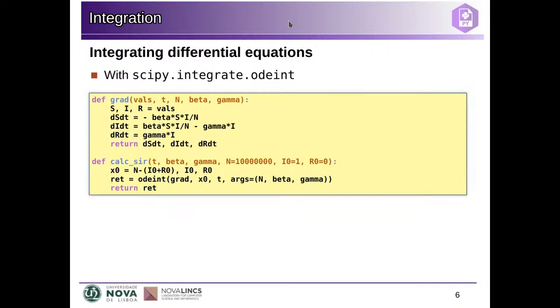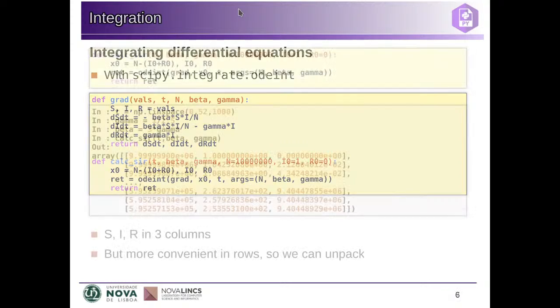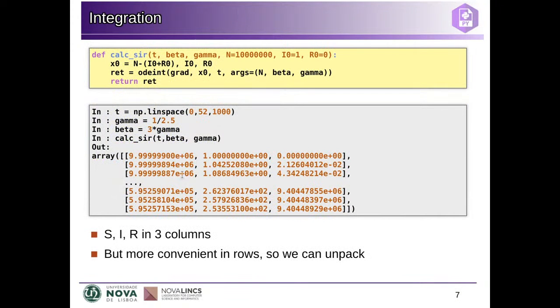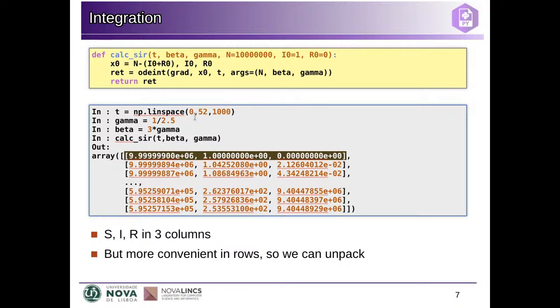And now we return the solution of this integration, which is an array, a matrix that has for each row the values of the integral of these parameters here, the SIR, and each row corresponds to the time step that we asked for.